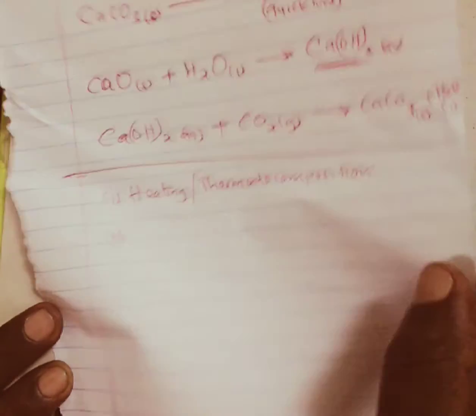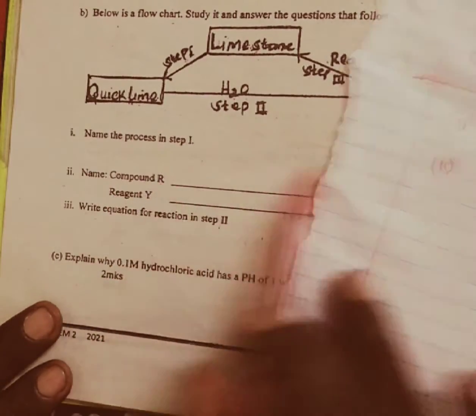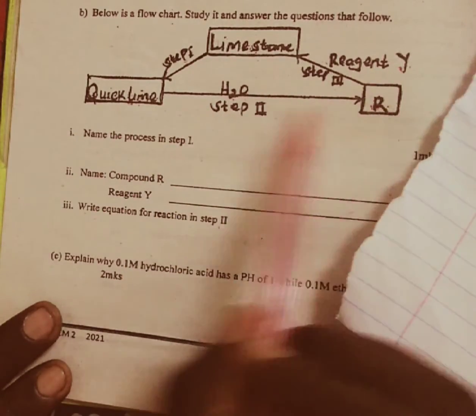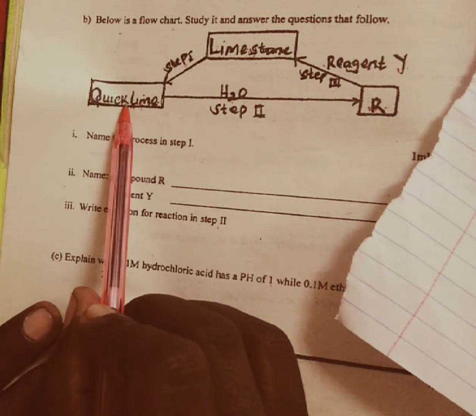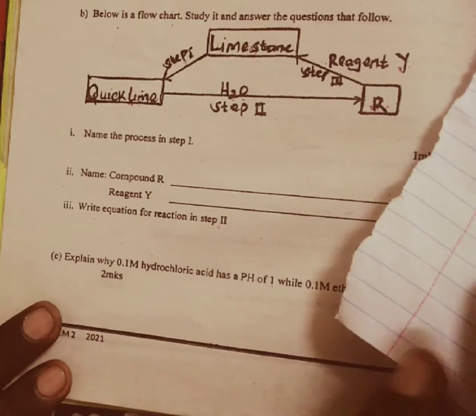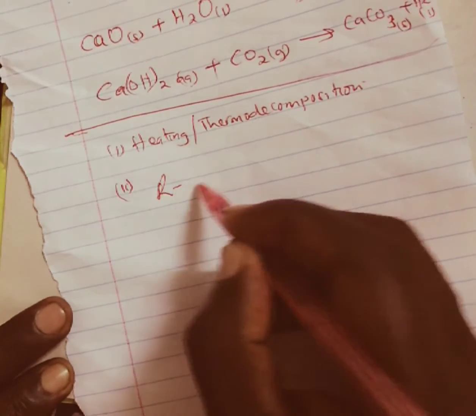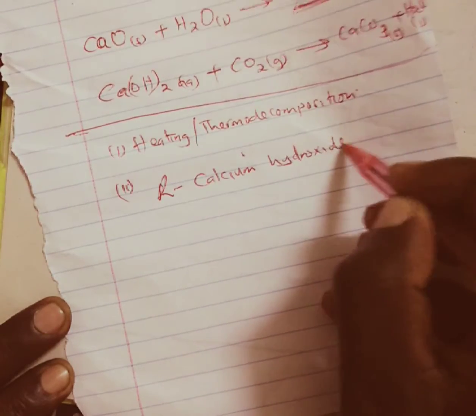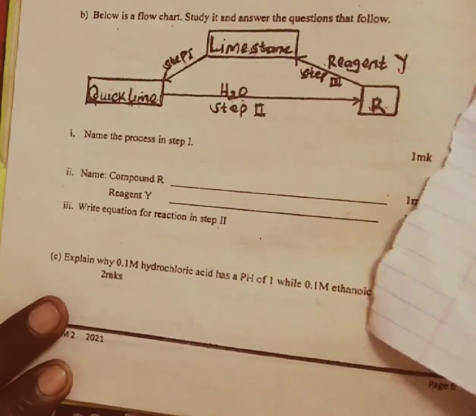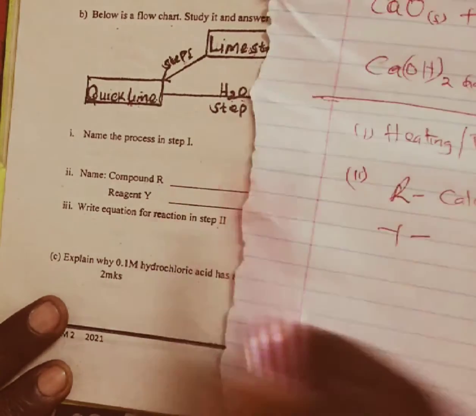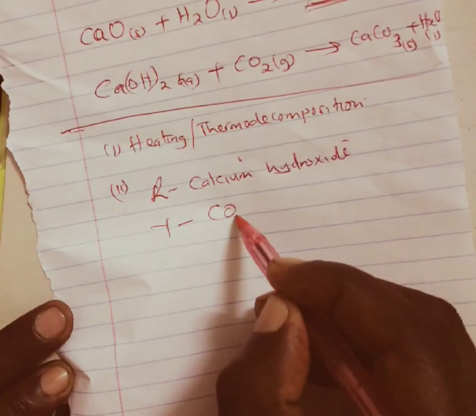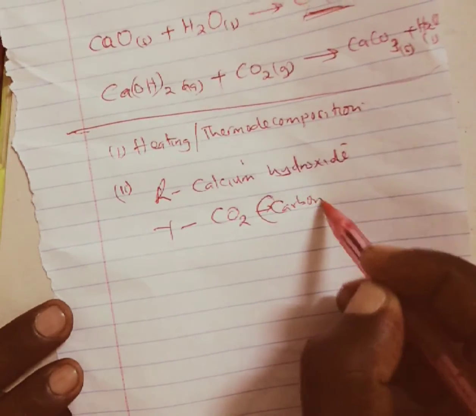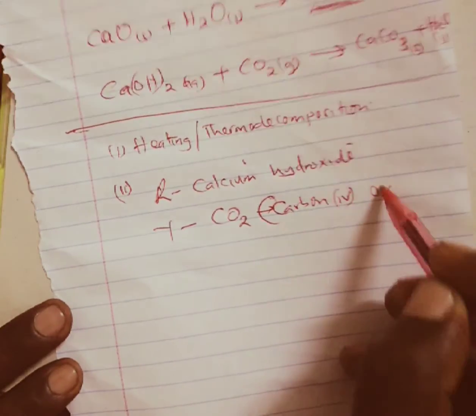Then Roman 2, name compound R, and we have already seen that compound R is formed when quicklime or calcium oxide combines with water, and this is calcium hydroxide. So compound R is calcium hydroxide. Then we have Y, and our reagent Y is carbon 4 oxide, or simply use the name carbon 4 oxide.